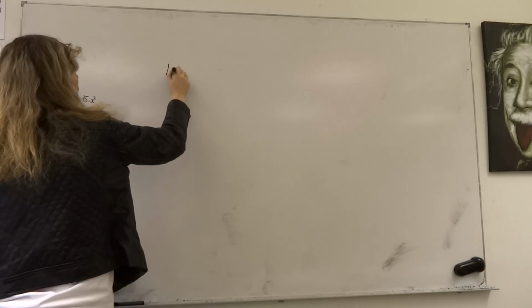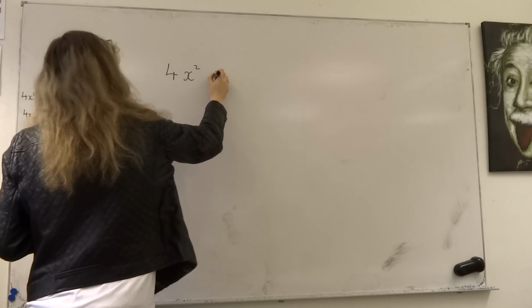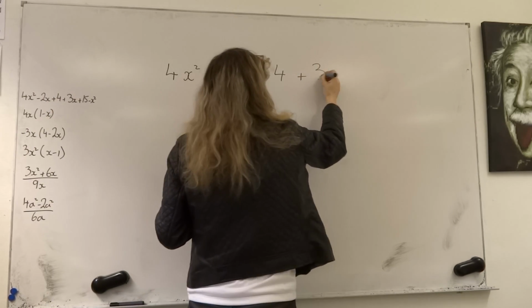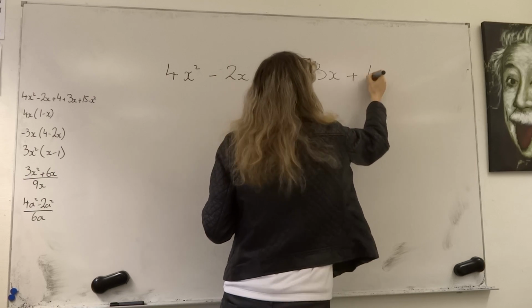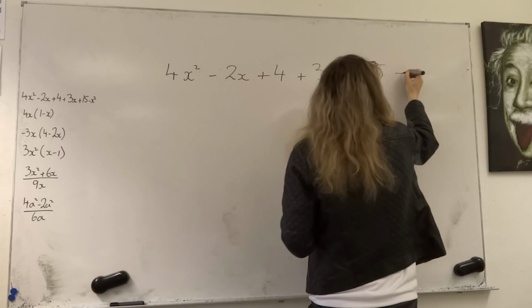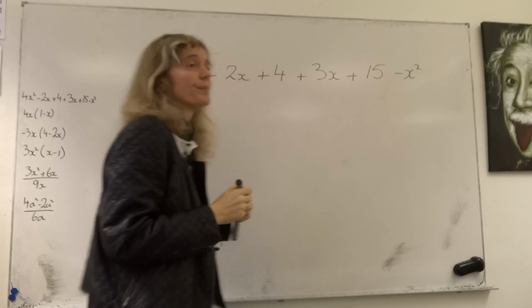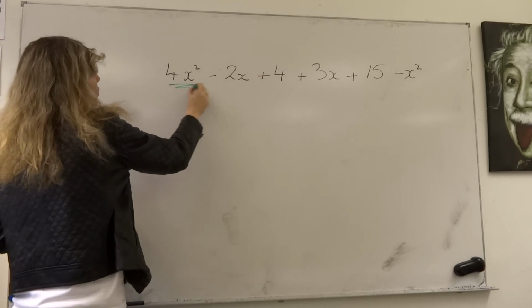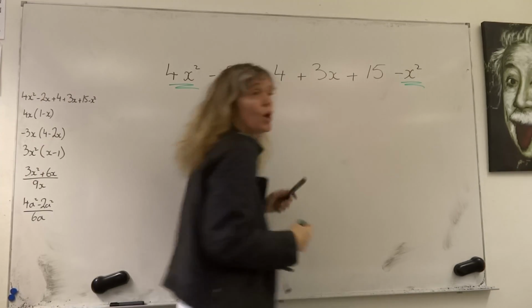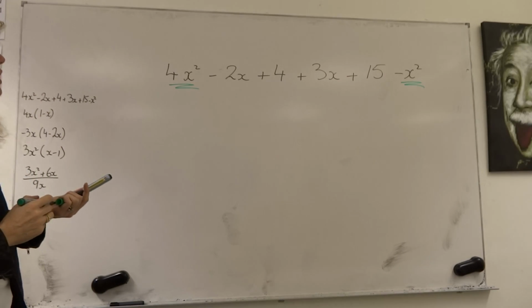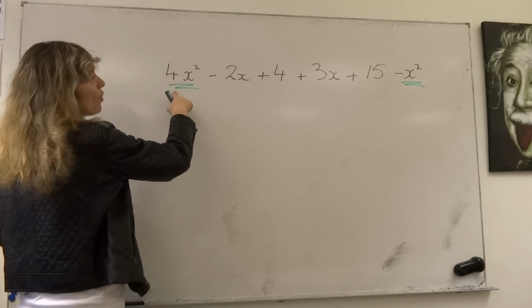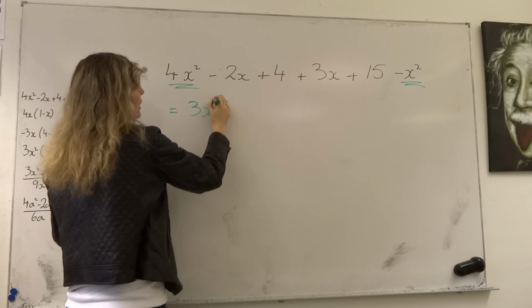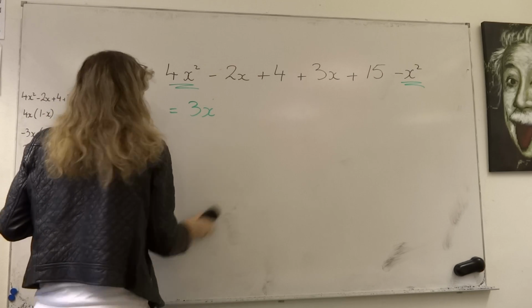We have 4x squared minus 2x plus 4 plus 3x plus 15 minus x squared. First thing we're looking for is x squared terms. They're the highest order. We always try and find the x squareds first, or if there's x cubes, we look for those first. So we start off with saying we've got 4x squared here, and we have to take away an x squared. That will give us 4 minus 1, giving us 3x squared.